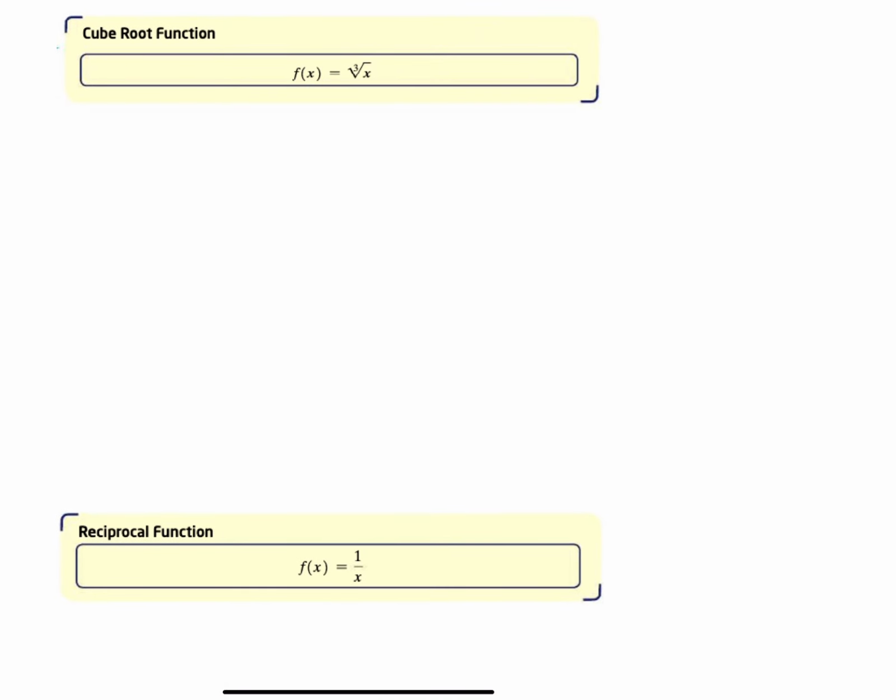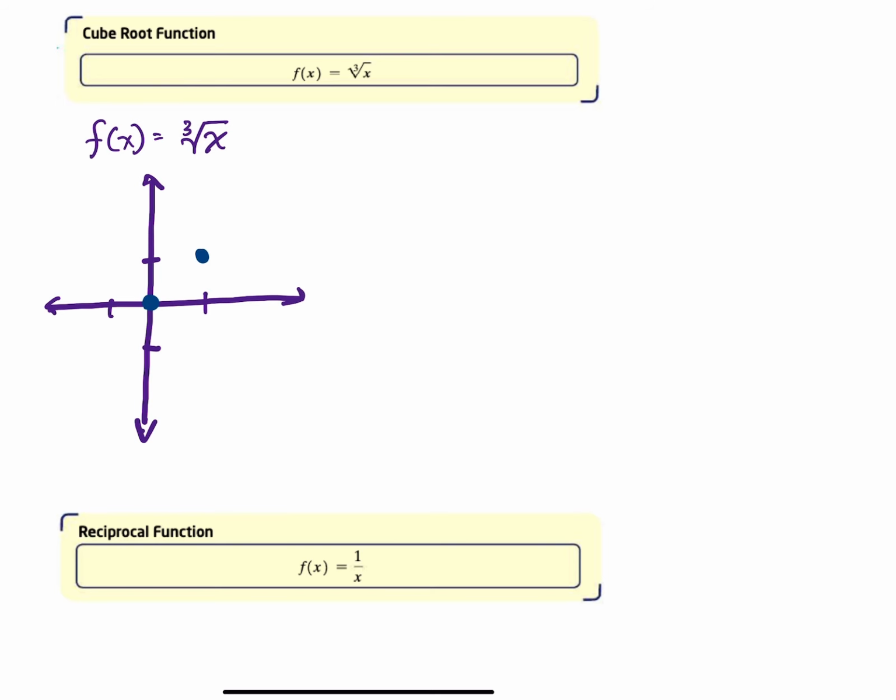We also have the cube root function. So what does this one look like? I feel like this one gets graphed less often. Well, what points would we have? The cube root of 0 is 0, so it definitely will have the origin point. The cube root of 1 is 1, so we'll definitely have a point there.